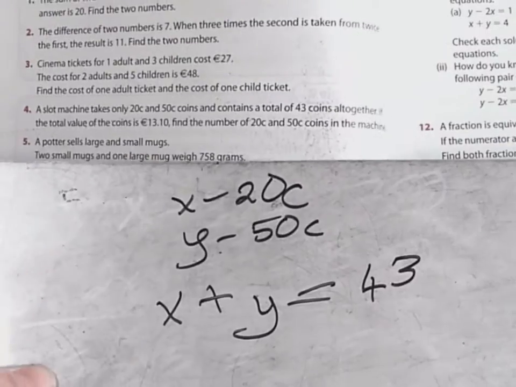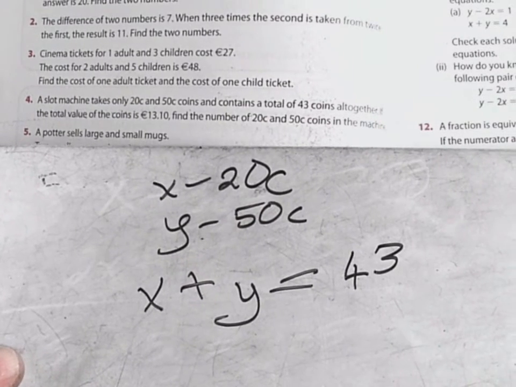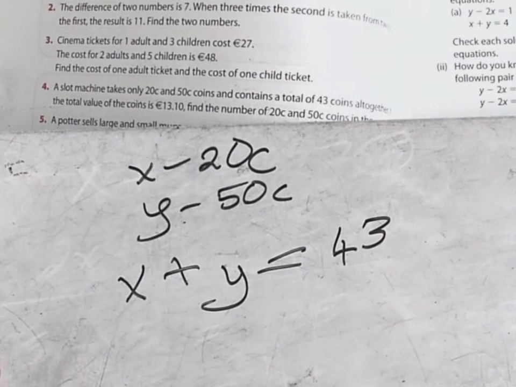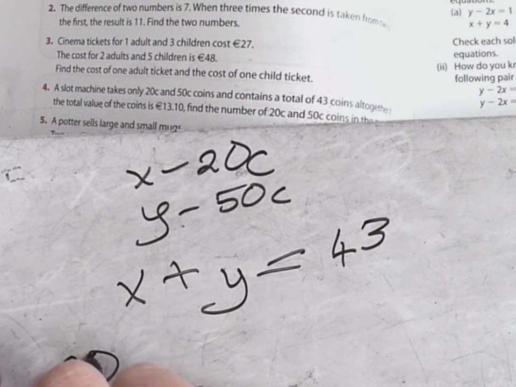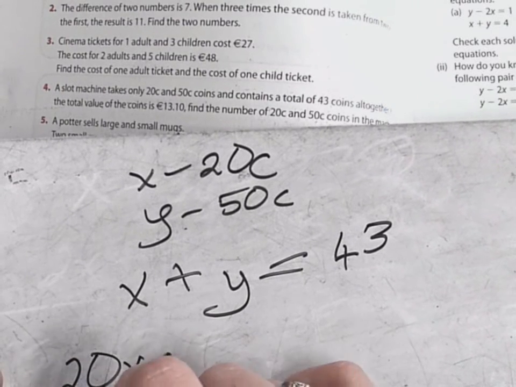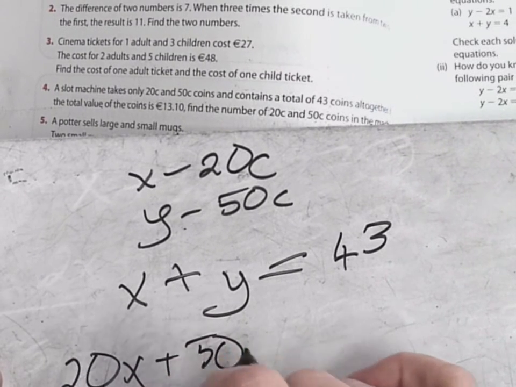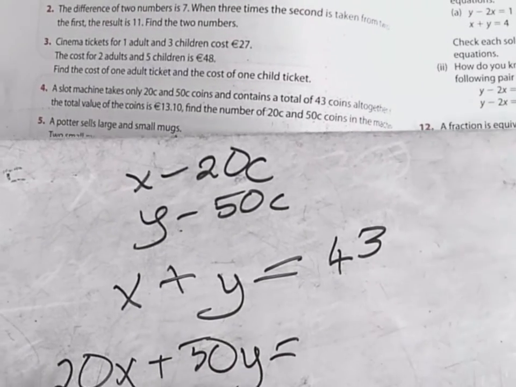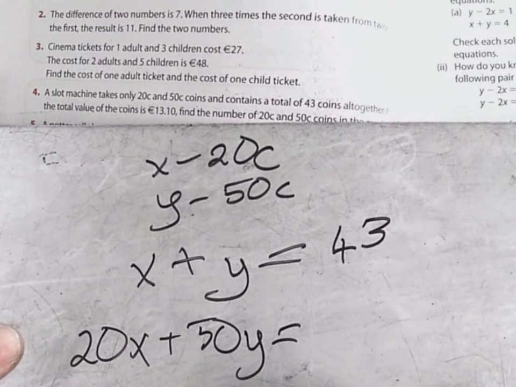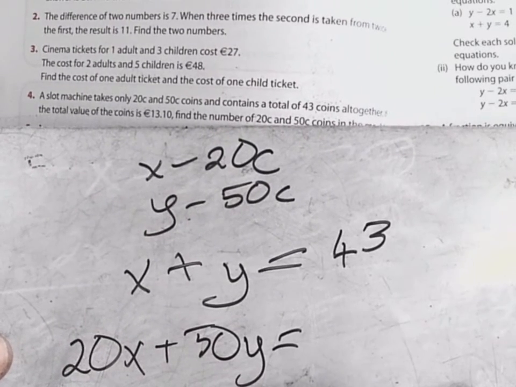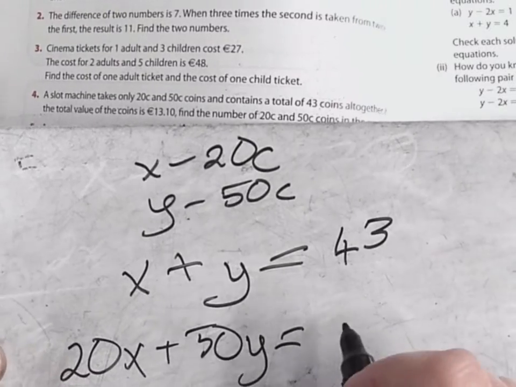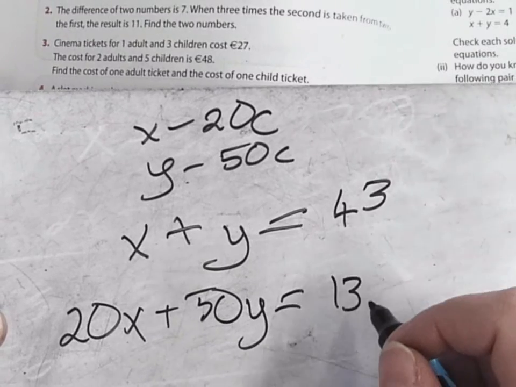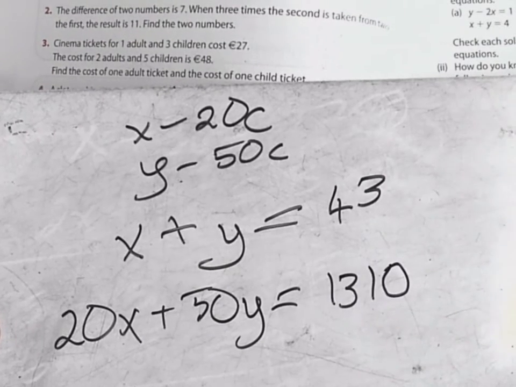Okay, and then the second one says the total value of the coins is €13.10. So to get the total value, you'd multiply 20 by how many 20 coins you have. You multiply 50 cent by how many 50-cent coins, right? Now, I have a problem, right? That's 20 cent, that's 50 cent. The €13.10, that's not in cent. That's in euros, isn't it? So I need to turn that into cents, so it's 1310. Is that alright? To put it all into cent.